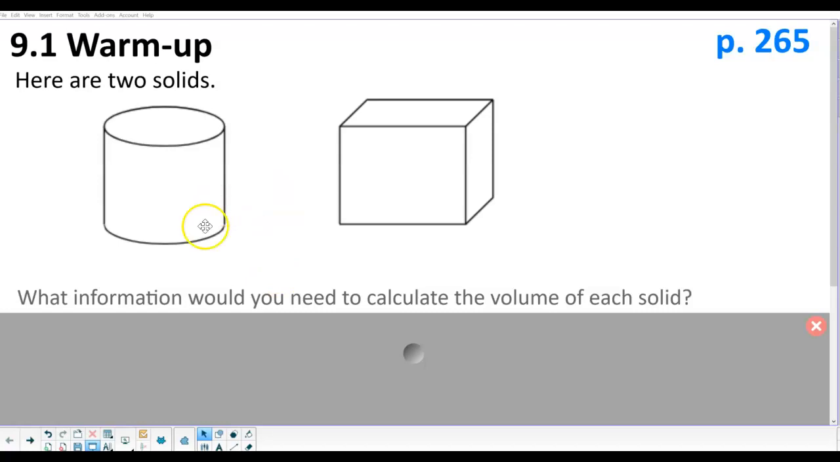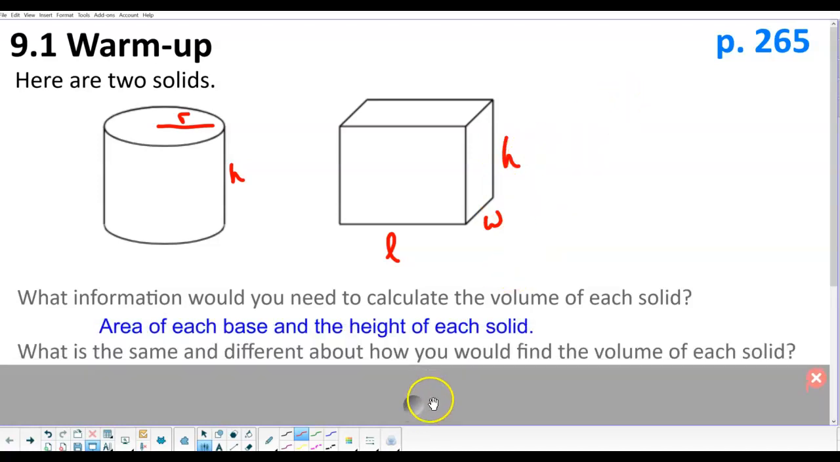So to start here with the cylinder, there's a lot of different options you could pick, but mostly you would need a radius and a height in order to calculate the volume. For the prism, you would need a length, a width, and a height. Other potential answers that you could talk about is you need the area of each base and then the height of each solid to officially calculate the volume.